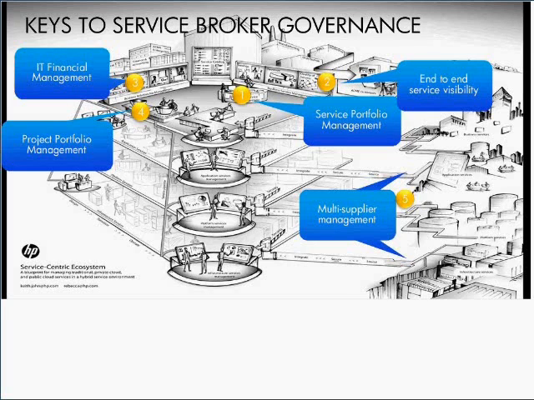And then 4th, the project portfolio management. That's something that is a discipline today in most mature IT organizations. That does not go away. You still need to be able to have a good handle on the spending around projects. And then finally, the multi-supplier management, which we talked about a moment ago.